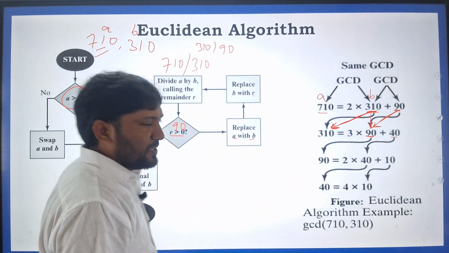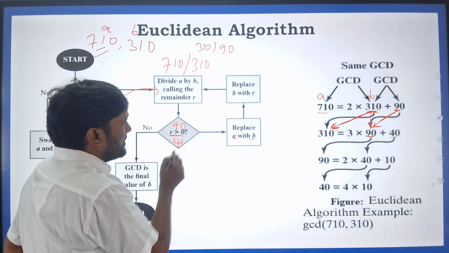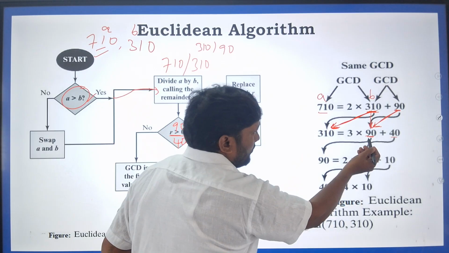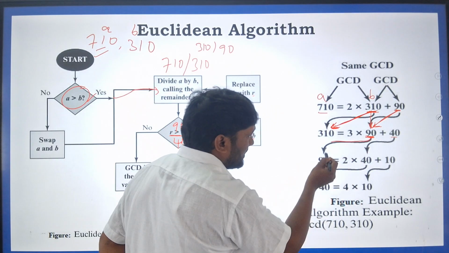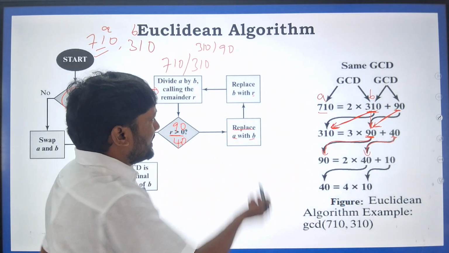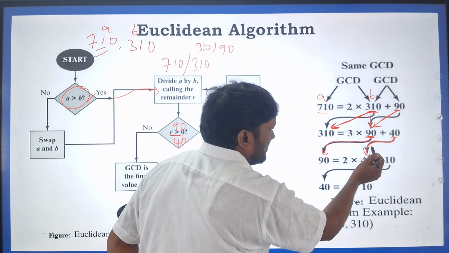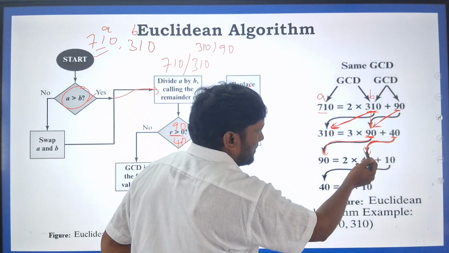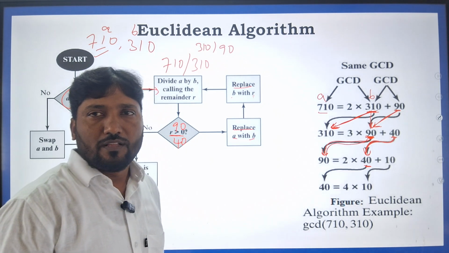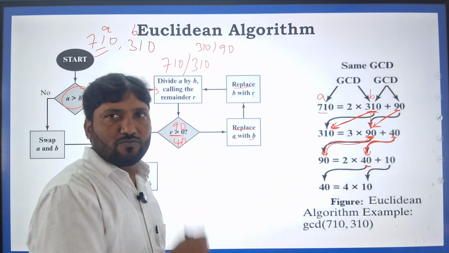As we know, the remainder is again greater than 0. That is 40. Now what we have to do here? Replace a with b. Now in place of b there is 90; it becomes a, and the remainder 40 becomes b. That is, replace b with the remainder. So 40 becomes b and 90 becomes a, because the remainder is greater than 0. Now again apply the division algorithm.